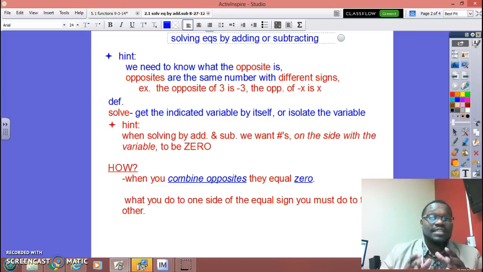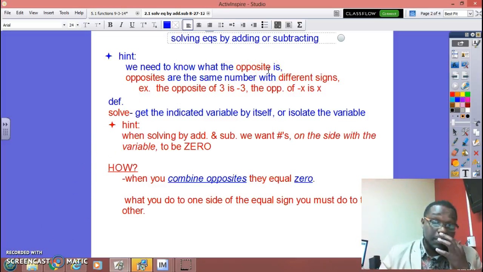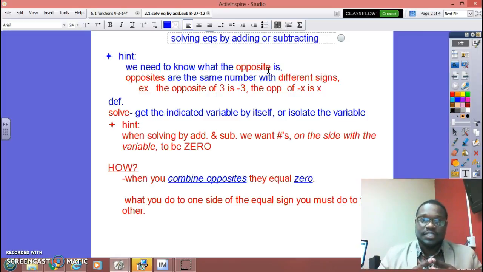This is the rationale, the math behind it, or the why behind what we're doing. Alright, we need to know what the opposite is. In order for us to do this, we need to understand what the mathematical opposite is. Opposites are the same number with different signs. And so here's examples of opposites. So the opposite of 3 is negative 3, or the opposite of negative x is positive x. Alright, so that's important that you understand what an opposite is, because I'm going to use that word in a second. So let's look at this definition.